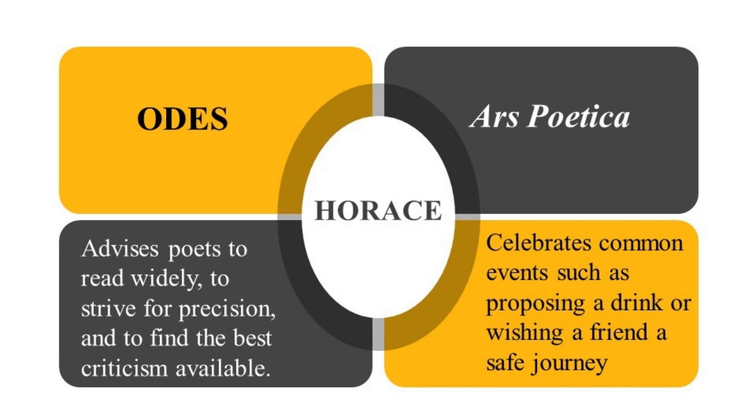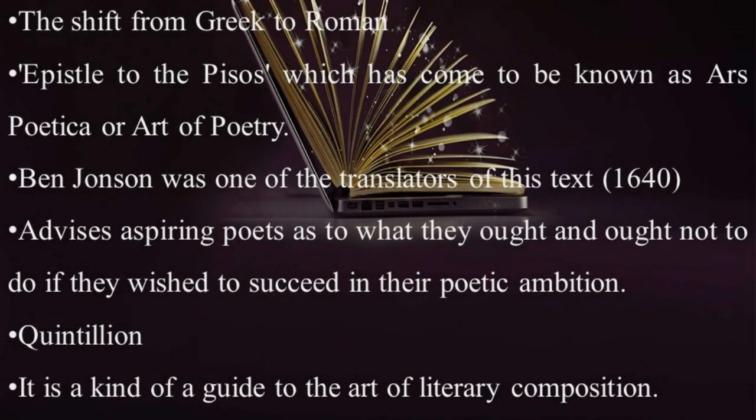In it, Horace advises poets to read widely, to strive for precision, and to find the best criticism available. Let us look at some of the important points regarding Ars Poetica. It's also important for us to understand why there is this shift from Greek to Roman. Alexander, the greatest of the Greek emperors, Aristotle, the greatest of the philosophers, and Demosthenes, the greatest of the orators, died within a short duration of 12 months of each other. And with the fading away of the grand and glorious Alexandrian Empire, the focus shifted from the 4th century BC Athens to Rome in the 1st century BC.